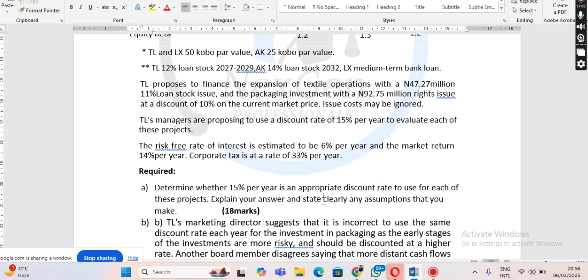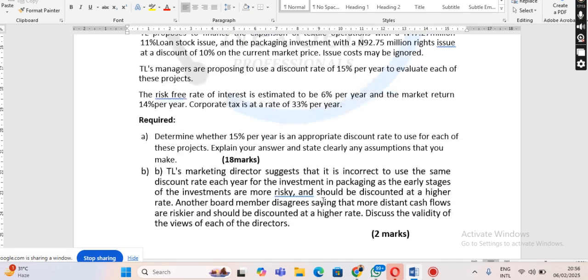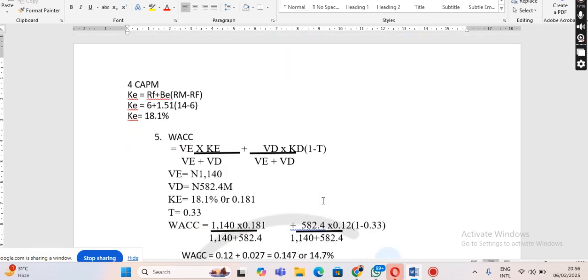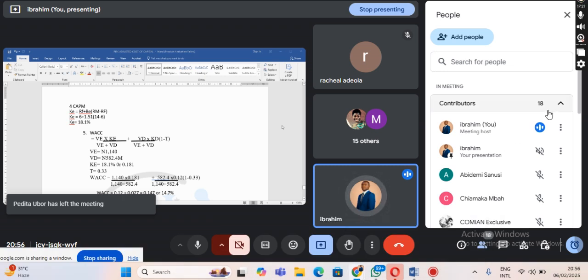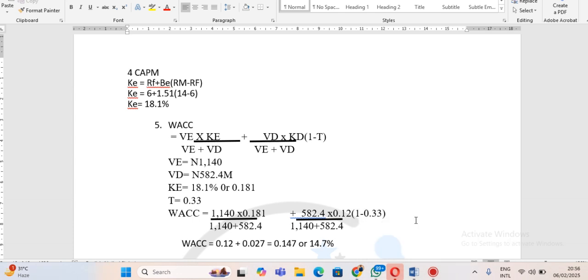Now, another thing I want you to talk about is that this is 15%, right? Now, what is your total calculation? You have 14.7%. What is this 14.7%? Look at it that 14.7% is the appropriate discount rate that should be used to discount the project. Why? Because it contains the risk of the packaging industry. You move on, right?